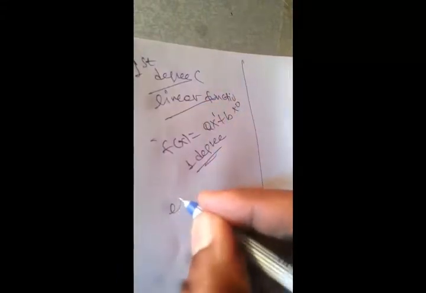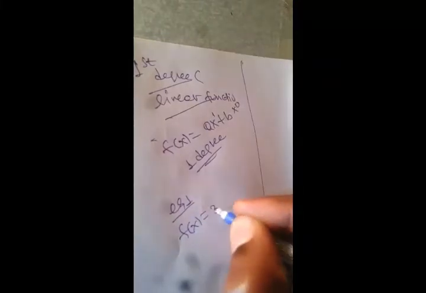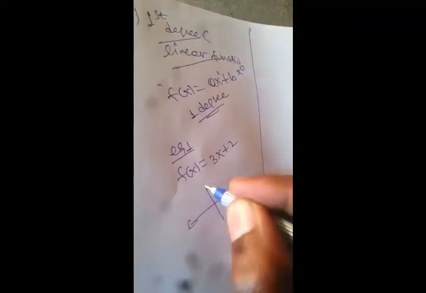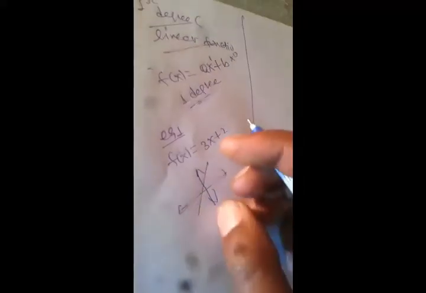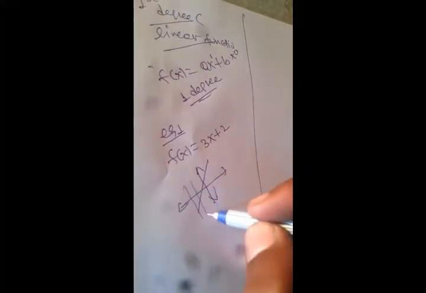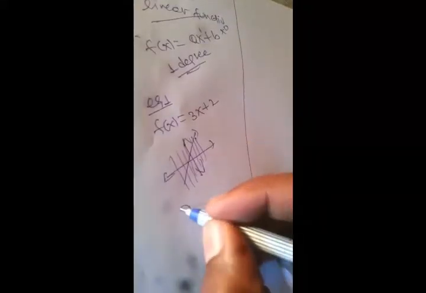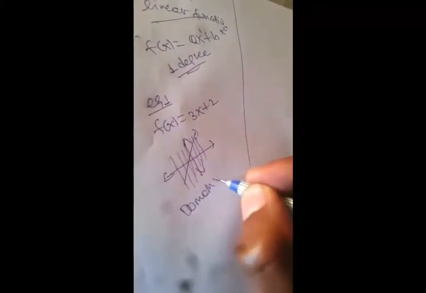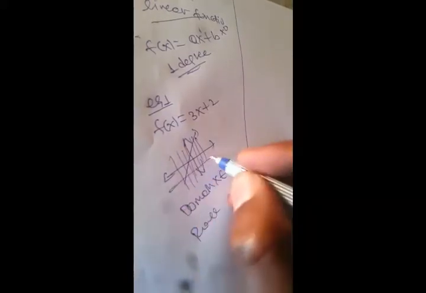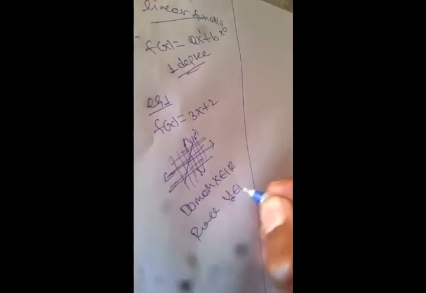For example, example 1, f of x is equal to 3x plus 2. Whenever you draw this, it looks like this. Whenever you draw a vertical line, it always crosses the equation. So its domain will be x, an element of real numbers, and whenever you draw a horizontal line, it always crosses the given equation. So y will be an element of the real numbers.